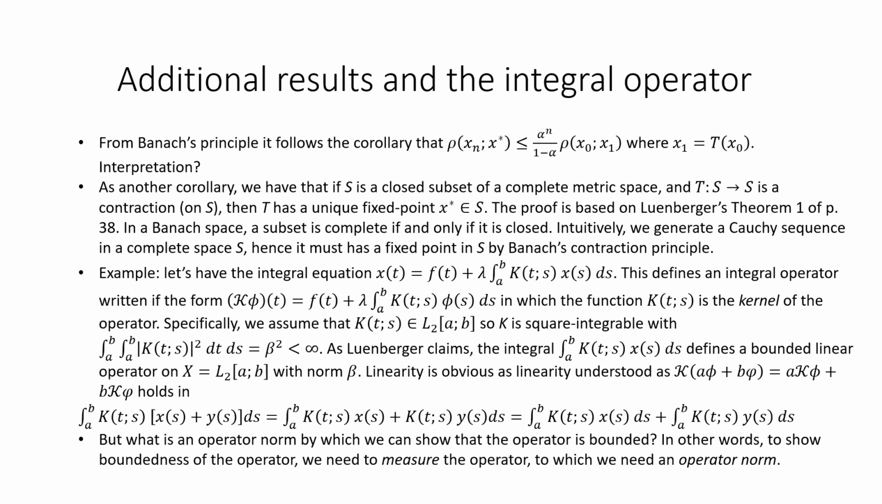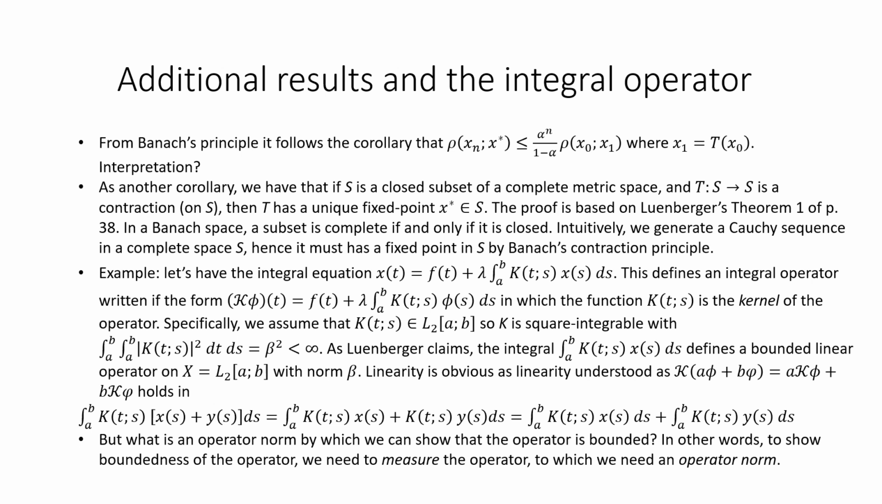In a complete metric space, we have a closed subset, which itself is a complete metric space. So if the mapping is on this closed metric space S, then we generate a Cauchy sequence in this complete metric space, and we must have a fixed point in this closed and complete metric space on the basis of Banach's contraction principle.